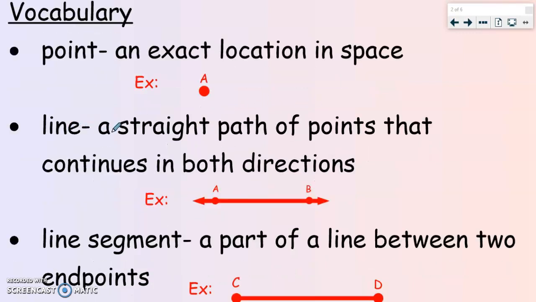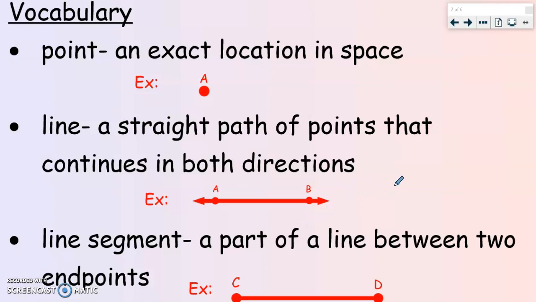Next, we have a line, and a line is just a straight path of points that continues in both directions. Lines are distinguished by the arrows that they will have on both ends, and the arrows just mean that this line is continuing in both directions.